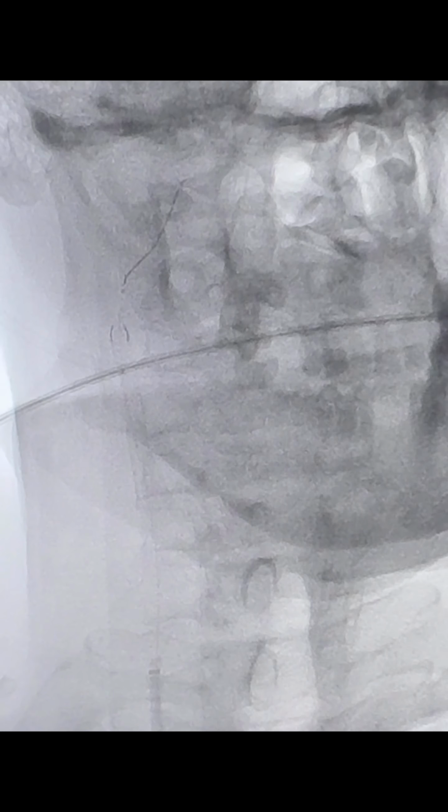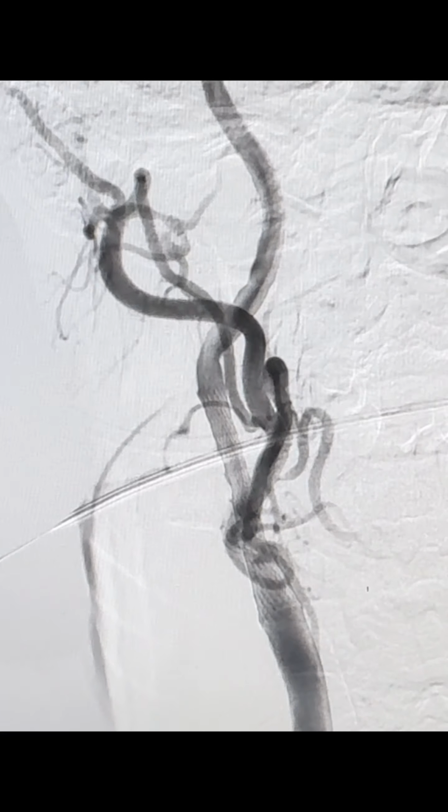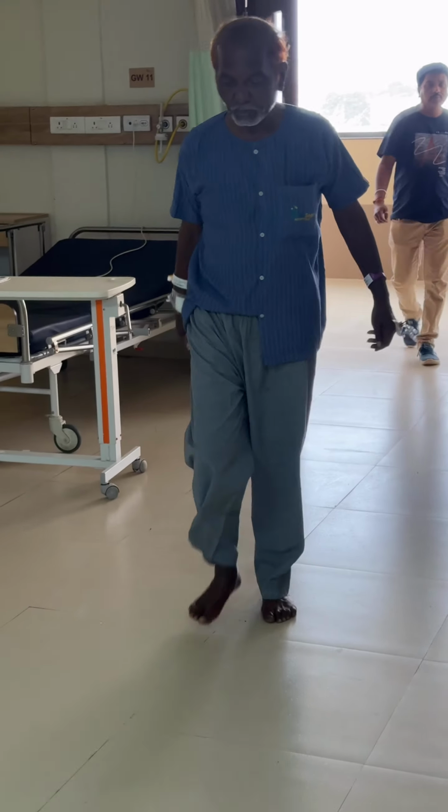Now we can remove the embolic protection device. The embolic protection resheathing sheath is coming across the same wire, and this is how we remove the embolic protection device. We are again confirming the good flow across the stent. So we can see that the near total occlusion of the right ICA is completely healed with this carotid stenting.